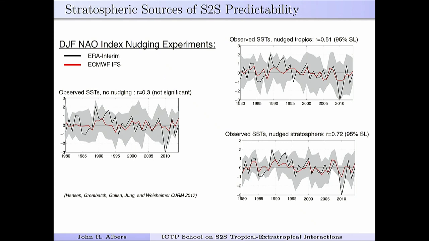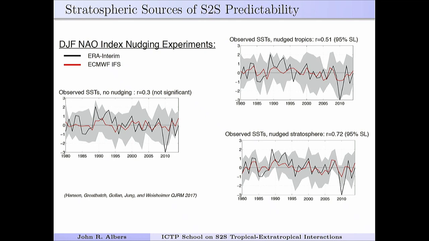So why should you care about the stratosphere? Well, this is just one example, from a paper by Hansen that just came out recently. They're exploiting what's called a nudging experiment. Essentially, you take a climate model, like the European Centre model or an S2S model, and you nudge particular portions of the atmosphere to perfect conditions. It's like saying, if we had a perfect tropics or a perfect stratosphere, what would the effect be on our predictability? I show three panels here. The black line is ERA-Interim, and the other is the forecast model, for 30-plus years of data. This is the NAO index for two types of nudging experiments.